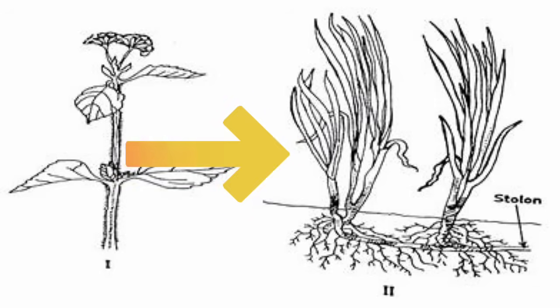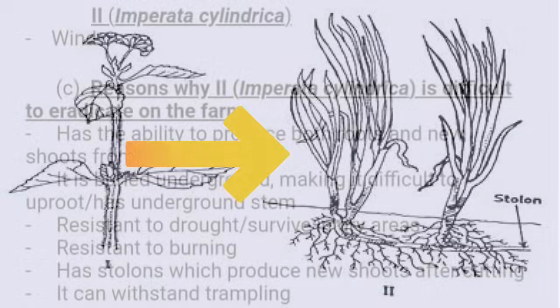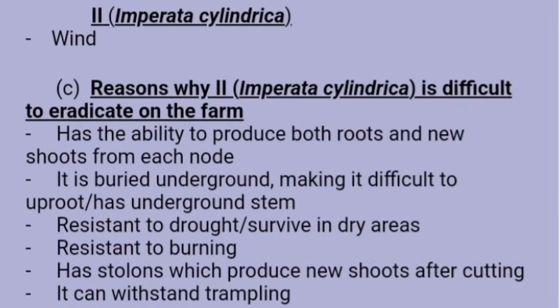Okay, and then I can come up with a different way of asking the same question I've talked about already. They can say reasons why specimen K is difficult to eradicate on the farm. You say it has the ability to produce both roots and new shoots from each node, and it's buried underground, making it difficult to uproot. And then resistant to drought, survive in dry areas, resistant to burning, has stolons which produce new shoots after cutting, and it can withstand trampling. Trample on it, it can still survive.